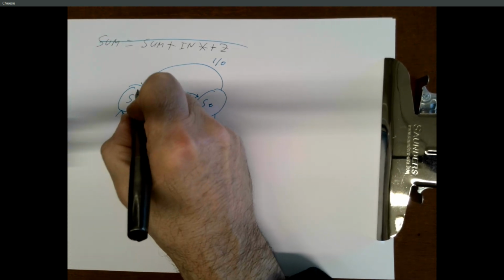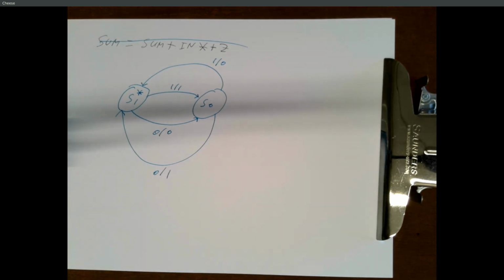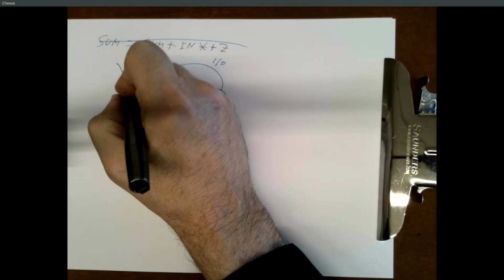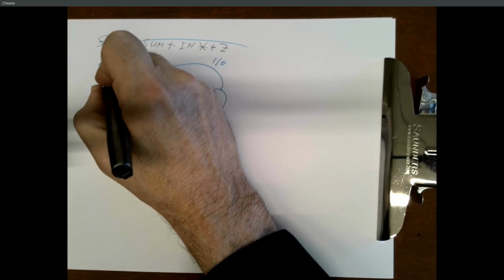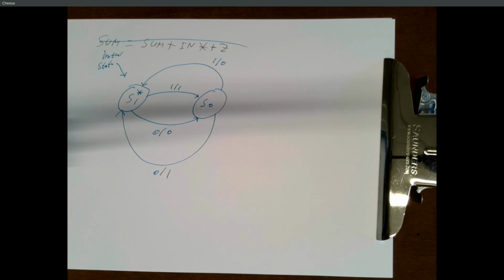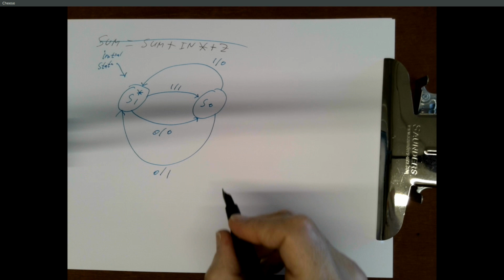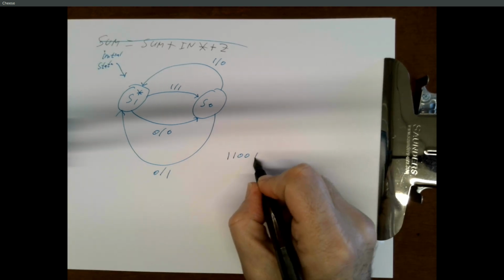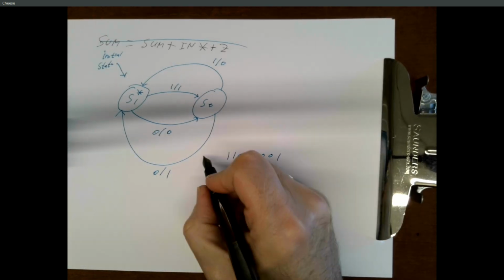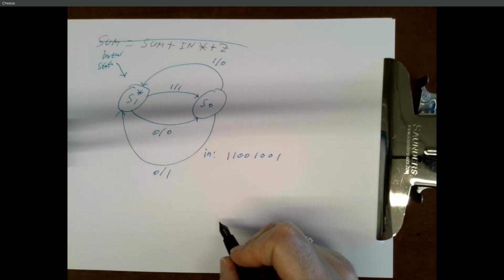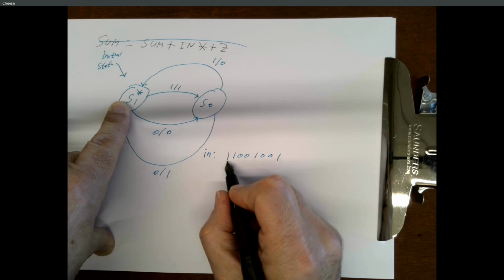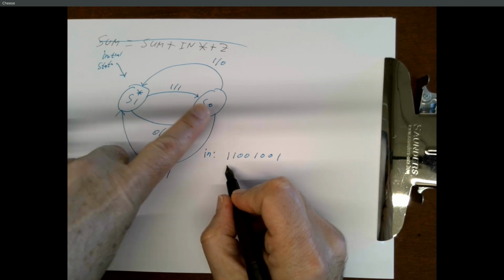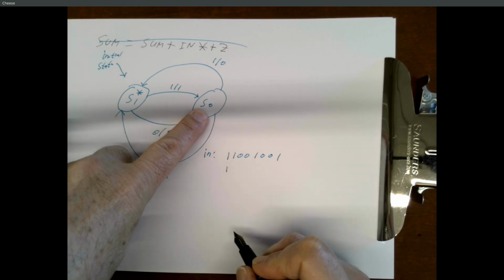And I'm going to put a star next to the initial state, so the state that the system starts in. Our input is a string of 1s and 0s, and we can ask what output this produces. Let's say our input is 1 1 0 0 1 0 0 1. Okay, we're starting in S1. What happens when we get this first input of 1? It moves to S0 and we output a 1.